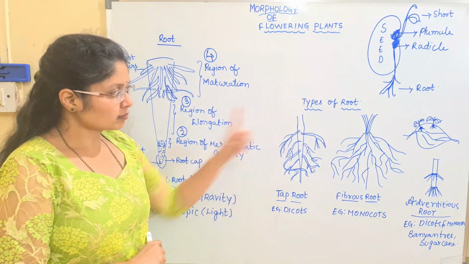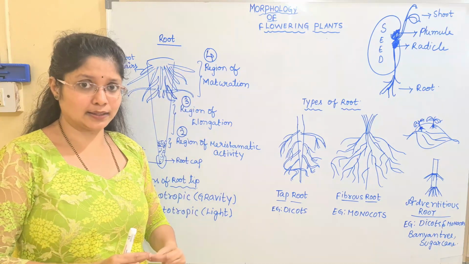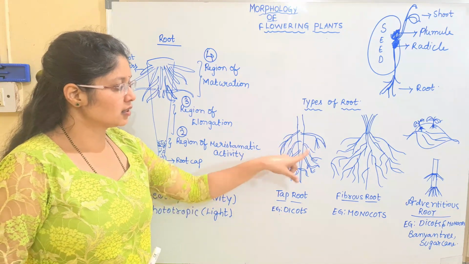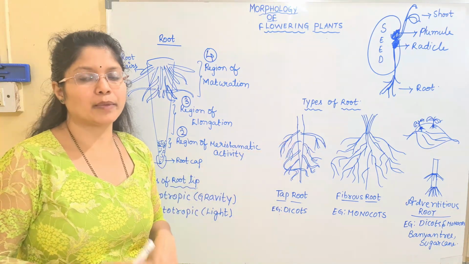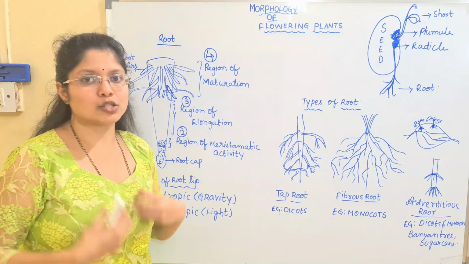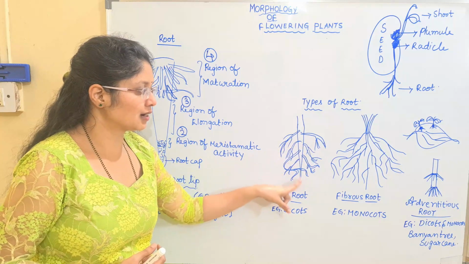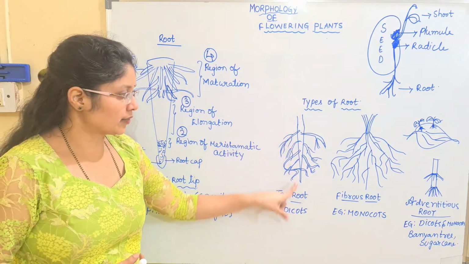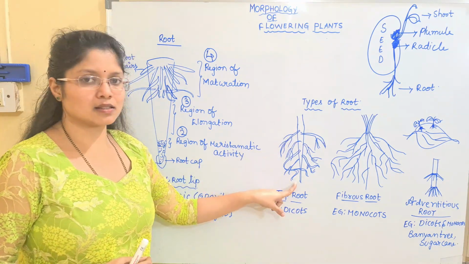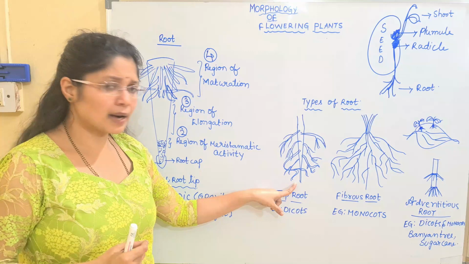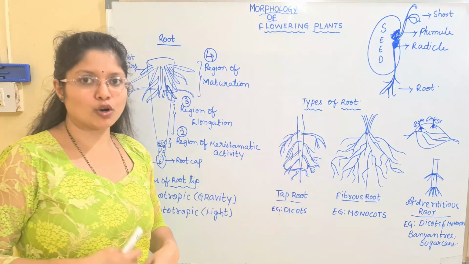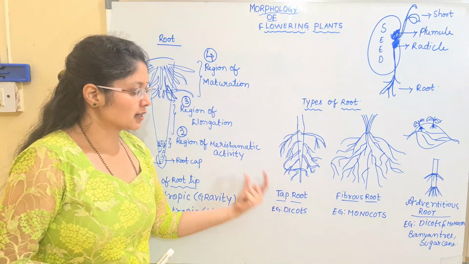So the taproot is the one where you have a main root in the center. The axis, if you see, is a main root in the center, and it will have lateral roots. So a main root will be present, and this main root is continuously growing. Along with this, you have associated root hairs. These are the lateral root hairs associated with the central major portion of the root. The central axis is the main root here. You can call it the primary root, and these are the lateral hairs or root hairs. So this is known as a taproot.